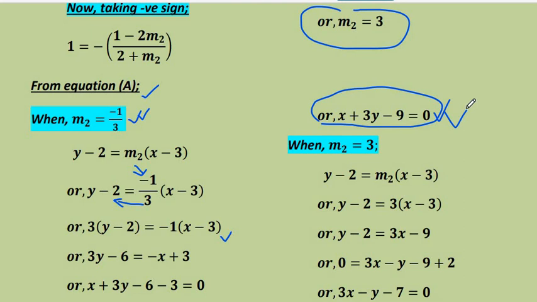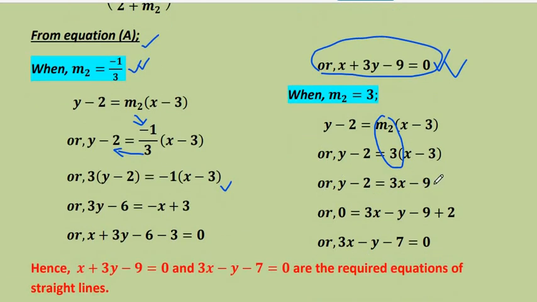But we have two slopes, so I have considered the other slope. It means I have substituted the other slope, m2 equals 3, in the same equation A. So when we substitute m2 by 3 in equation A, you can see the simplification here: 3x minus 9 will be there, and then move the y and the minus 2 to the right hand side, it becomes 0 equals 3x minus y minus 9 plus 2, and finally it will be 3x minus y minus 7 equals 0.